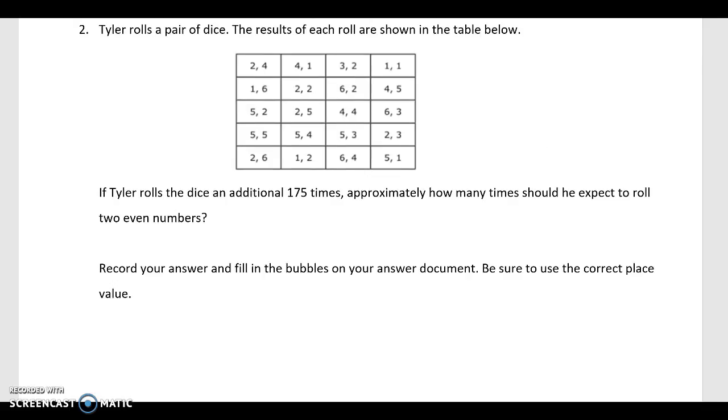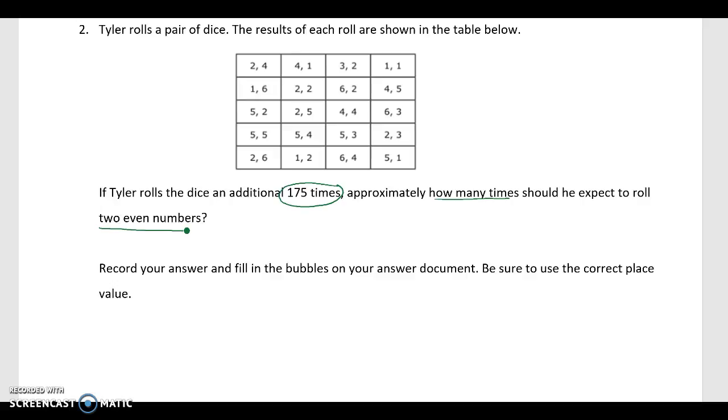Tyler rolls a pair of dice. The results are shown in the table below. If he rolls a dice an additional 175 times, approximately how many times should he expect to roll 2 even numbers? All right, and we're talking about he's doing it 175 times. So let's look. We want to find 2 even numbers.